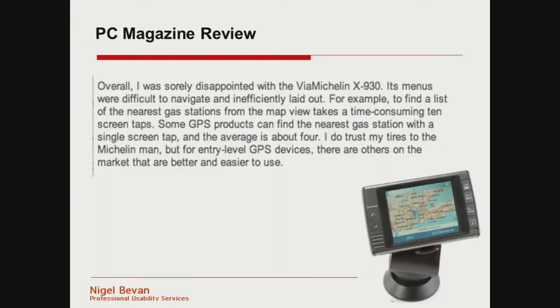of it. And PC Magazine, a very famous US magazine, had taken a look at this, and they said overall they were sorely disappointed. The menus were difficult to navigate, inefficiently laid out. To find a list of the nearest gas stations from the map took 10 screen taps. Some products can do this with a single tap, and the average is about 4. I do trust my tyres to the Michelin man, but for entry-level GPS devices, there are others on the market that are better and easier to use. So, very bad publicity for this system from its poor usability.